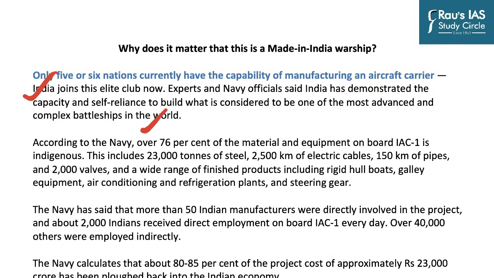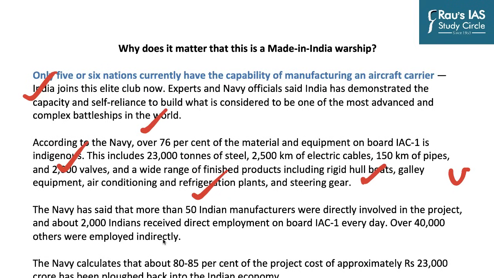According to Navy, over 76% of the material and equipment on board of IAC-1 is indigenous. Now, this includes 23,000 tons of steel, 2,500 kilometers of electric cables, 150 kilometers of pipe, 2,300 valves, and wide range of finished products including rigid hull boards, hull which forms the base of the ship, galley equipment, air conditioning and refrigeration plants. 76% of that is indigenous, and that is quite an achievement.